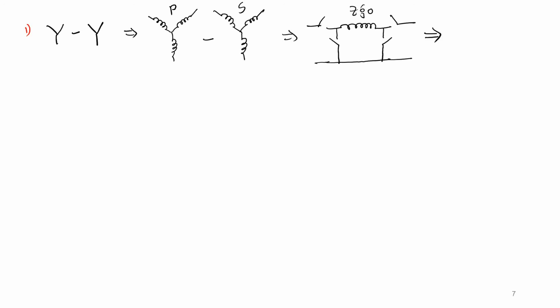Now look here, it is a star and the neutral is not grounded, so there won't be any change in the circuit. It will be as it is. Both the series switches should be open, and both the shunt switches will be open.